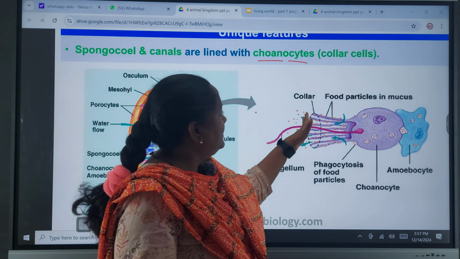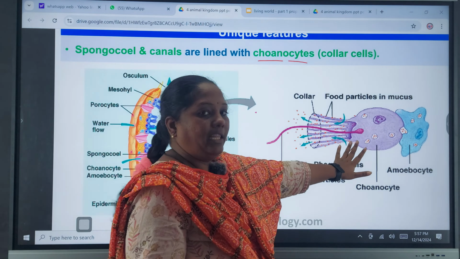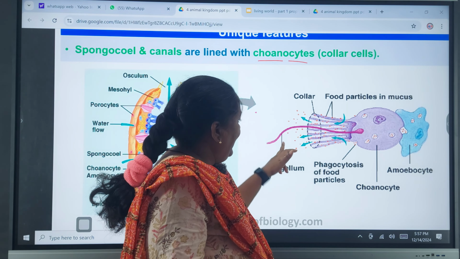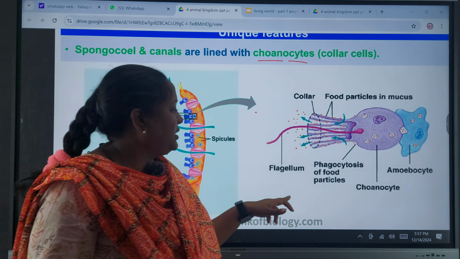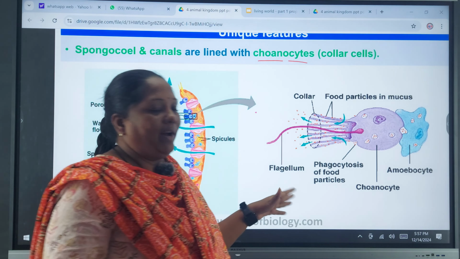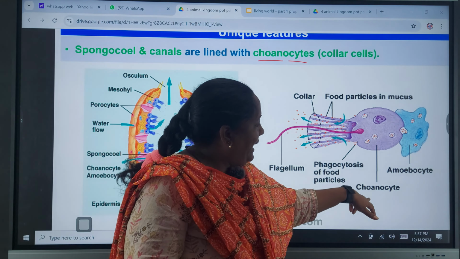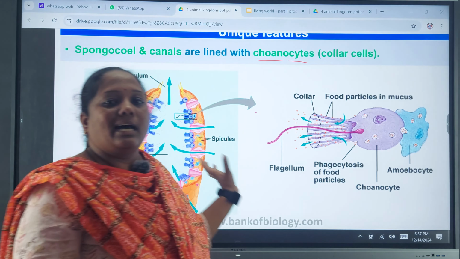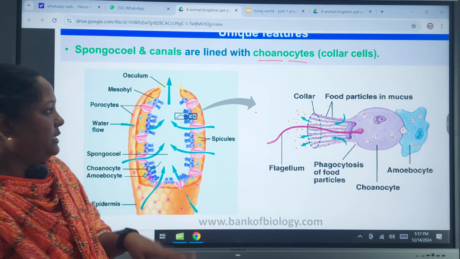You see here the collar, food particles, where the food particles are present in the mucus, and this is a flagellum. Phagocytes take the food particles, and there are choanocytes, then amoebocytes. These are the cells which are present in the sponges.